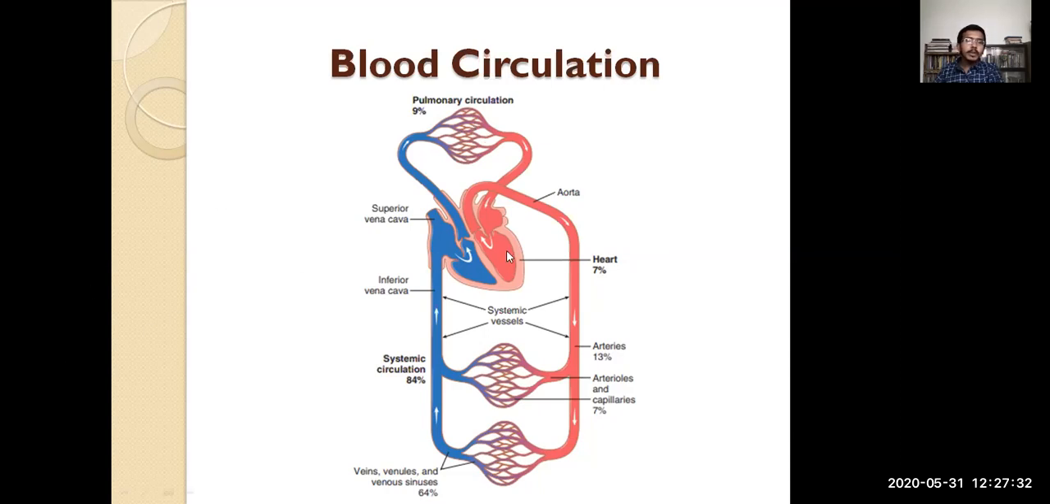But the systemic circulation is that part of the circulatory system in which the blood from the left ventricle is pumped to different parts of the body, and from different parts of the body, the venous system brings the impure blood to the heart. This pathway of blood circulation is called the systemic circulation.